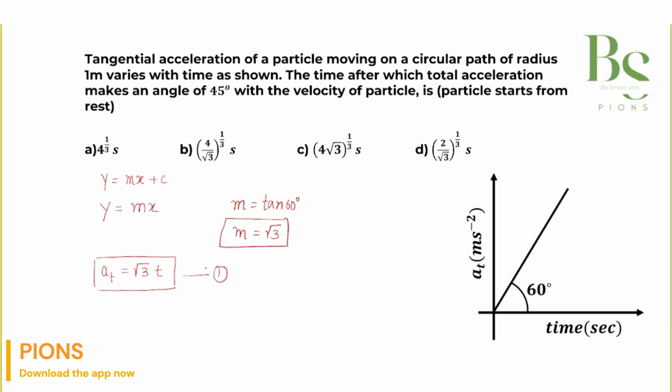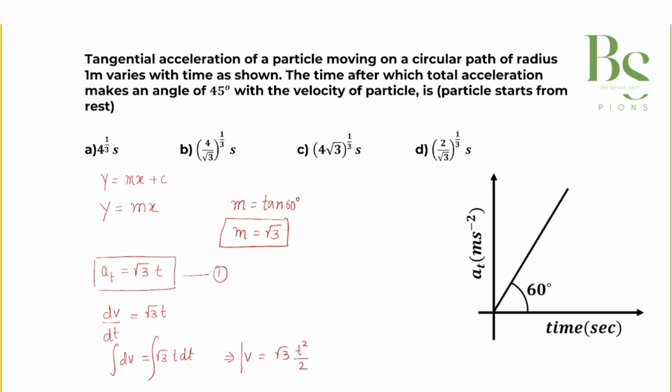So, at is nothing but root 3t, correct? And what is the tangential acceleration? That will be the rate of change of tangential velocity, dv by dt. So, dv by dt is root 3t, correct? Now, we can find velocity from this. How do we find it? Simply integrate both the sides. So, if you integrate both the sides, the integration of dv will be equal to the integration of root 3t dt, correct? So, on integrating, we will get v equals, taking root 3 outside, the integration of t, which is t square by 2. This is our tangential velocity, okay? I hope this is clear.